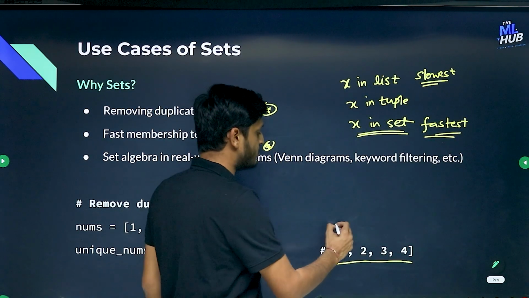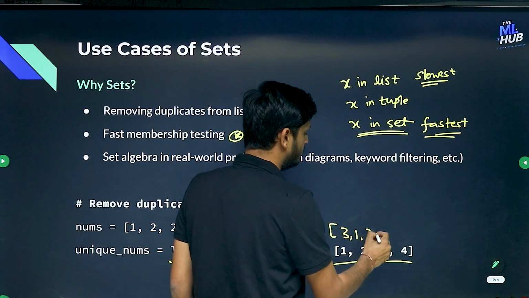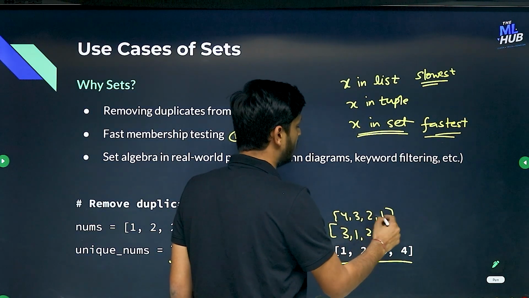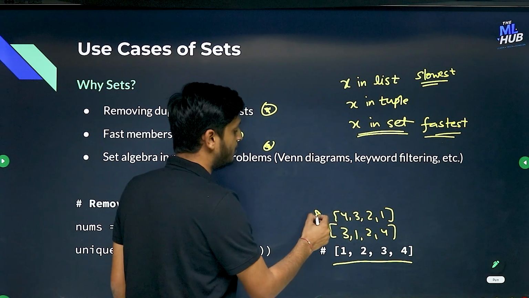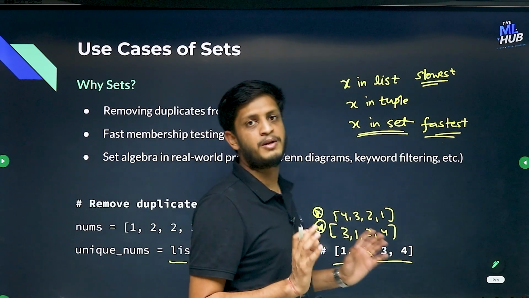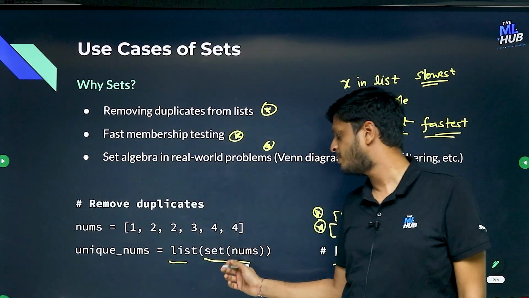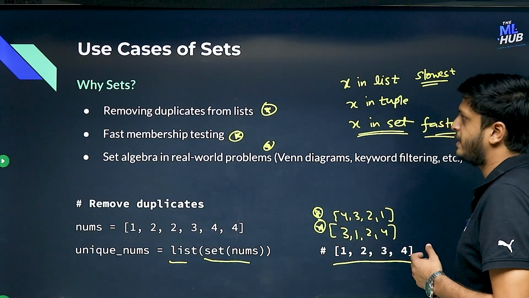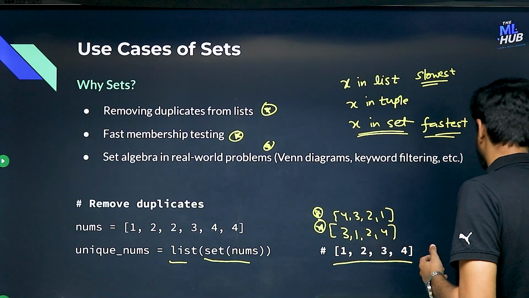The order might change. You might even get 3, 1, 2, 4. You might even get 4, 3, 2, 1. Any order might be there. So that is a disadvantage as well. The order might change. But the point is duplicates will be removed. Okay, so if you want to remove duplicates, you can convert it into a set. So that's how you can remove duplicates from a list or a tuple.